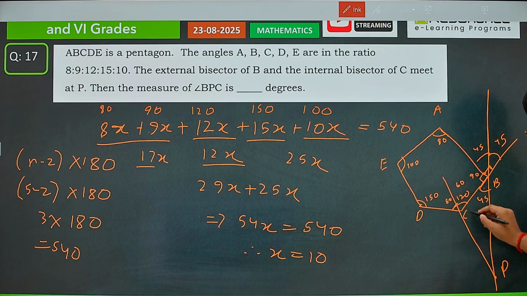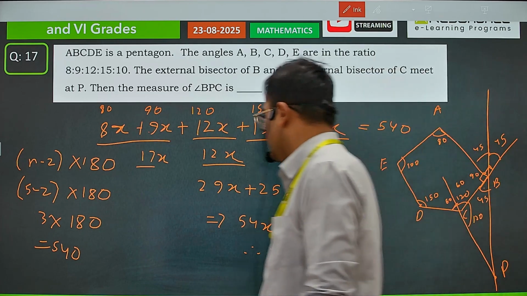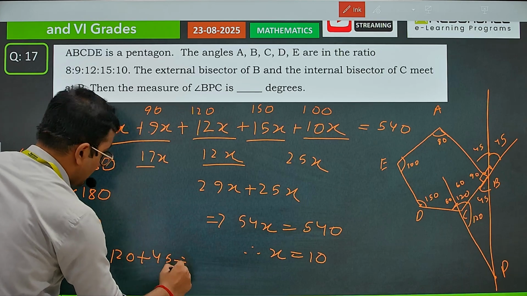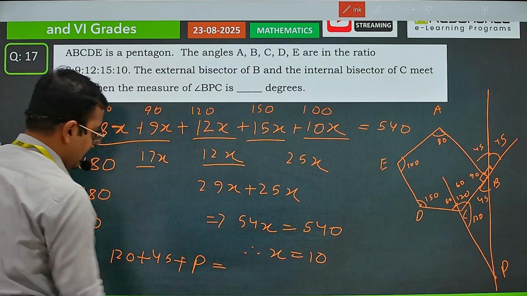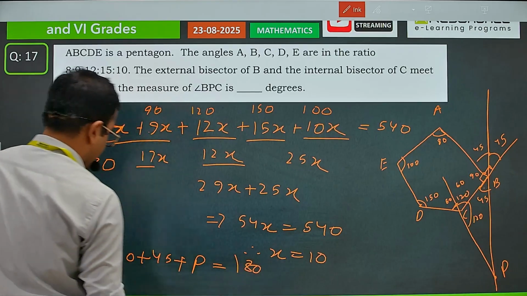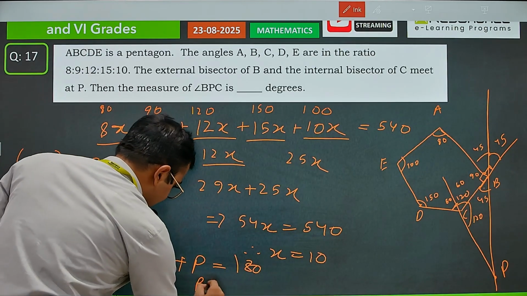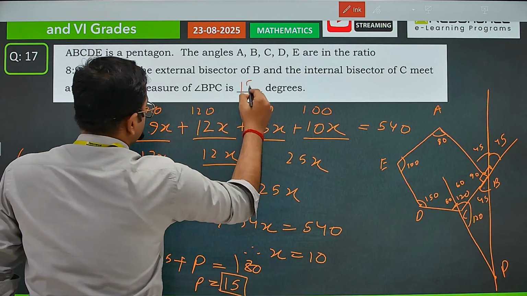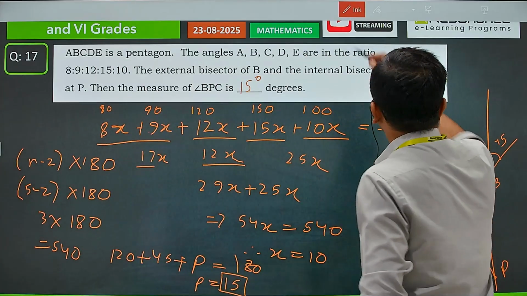So what about this angle? Because of the internal bisector, 60, 60, this angle will become 120. Now it becomes a very simple question. That is 120 plus 45 plus the angle P which I need, I will make it as P, is equal to 180. Therefore 120 is done, so 60. So the value of P is 15. Simple. Okay, next.